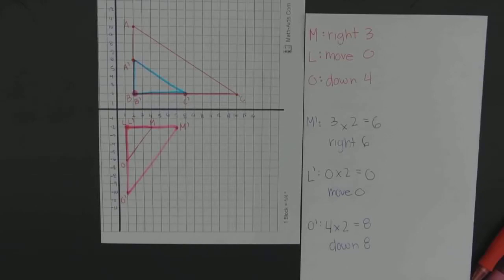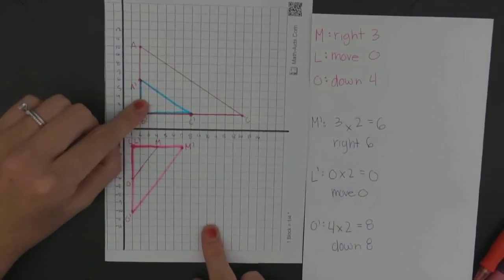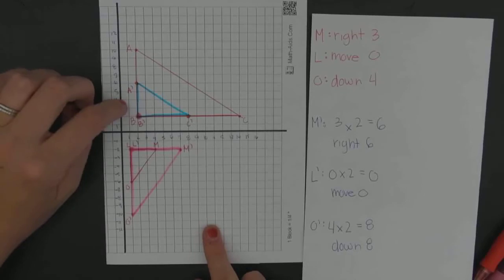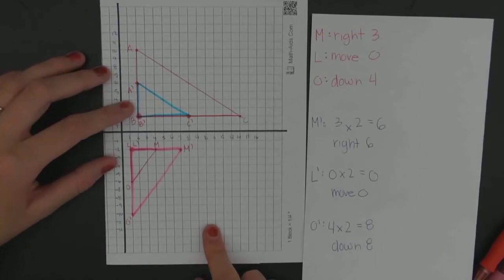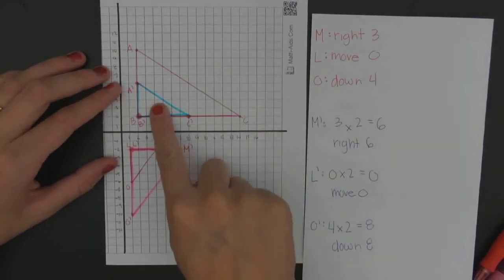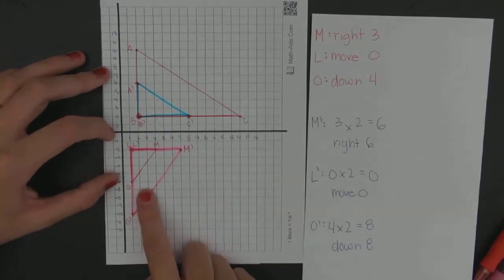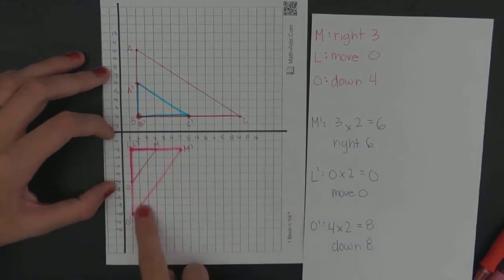Now I do want to point out something on this one. So in this one up here, we dilated our original, which is the red one, by a scale factor of 1/2, and it got smaller. Do you see how 1/2 makes it smaller? In this one, we dilated it by a scale factor of 2, and it got bigger.